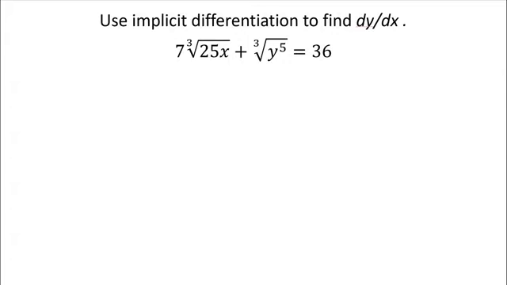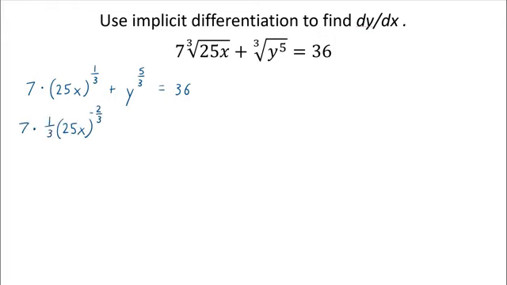In this example, we need to use implicit differentiation to find dy/dx. And the first thing we're going to do here is rewrite these cube roots in exponential form, just like this. Now we're going to differentiate. But remember, when we're using implicit differentiation, when we differentiate with respect to y, we're going to find the derivative of the y term, but then at the end of that term, we're going to add dy.